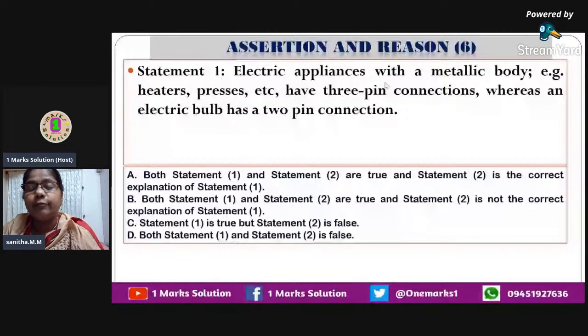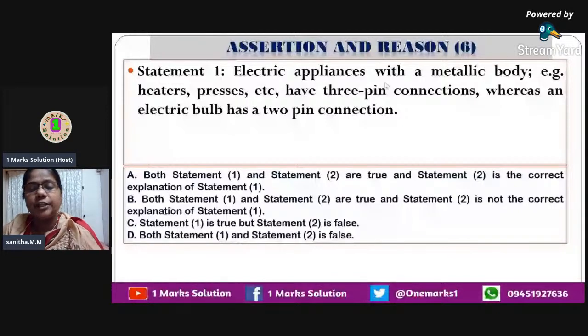Right? That means if any more current, more voltage is coming, it will directly flow to the earth, and the earth will be ready to accept all the charges. The user also will be more safe. So for safety purposes only, we are using the 3-pin connection.